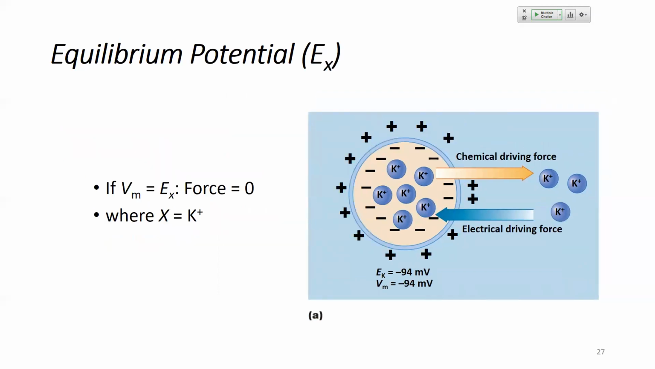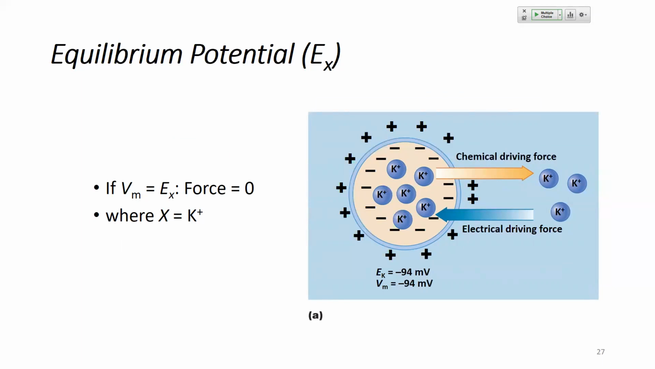Now, the way we indicate the equilibrium potential is E subscript X. Don't get too anxious about seeing that. That X just means that we're talking about some ion in question. The X is basically a placeholder, and in this scenario, that X is potassium. So the equilibrium potential of potassium is what we're speaking about specifically. But if you see E_X, it's whatever ion in question that we're talking about.